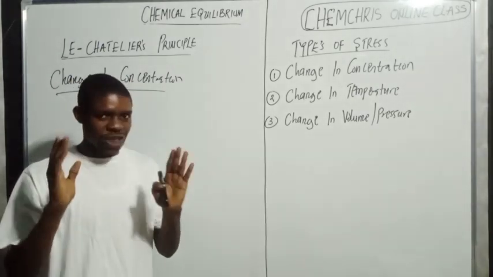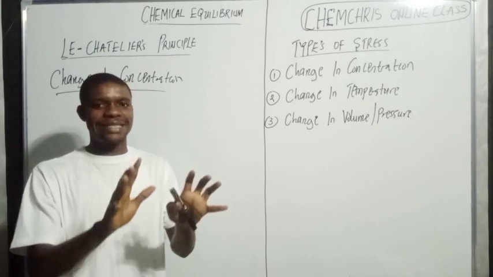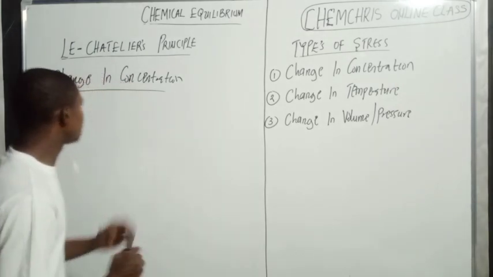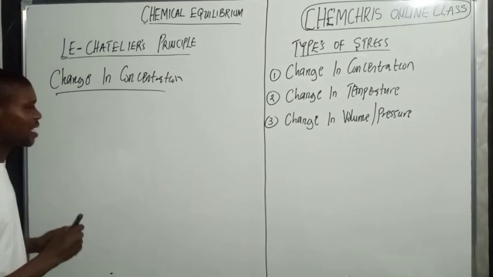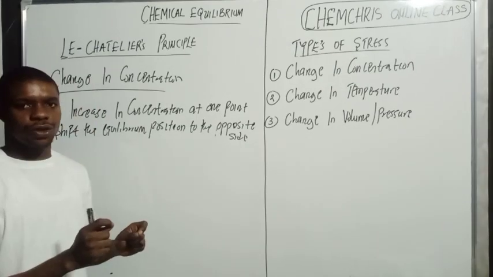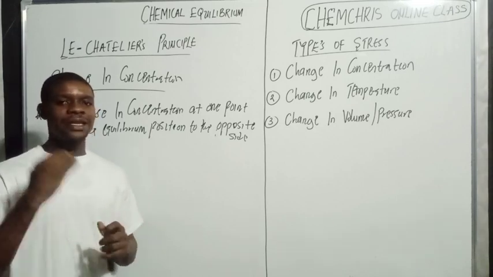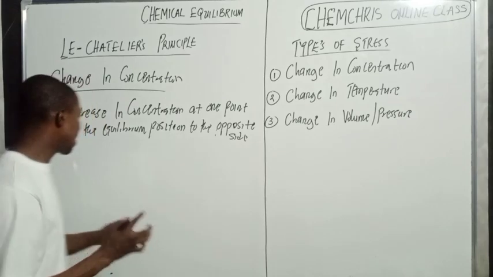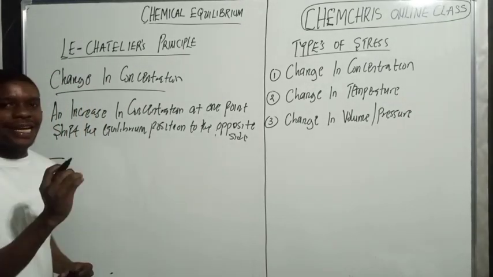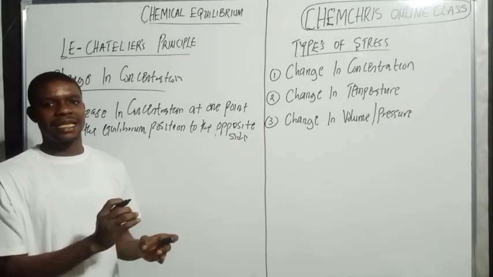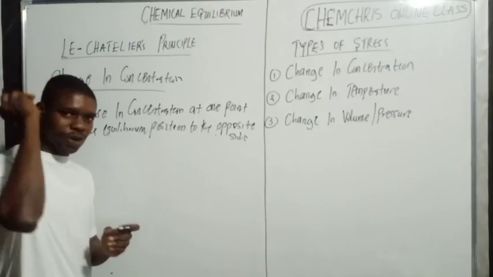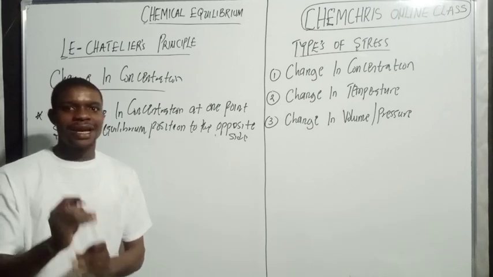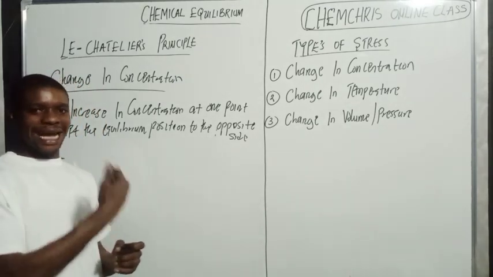This is a little bit confusing, but I want to show you a simple method or step you can follow in order to make this easy. What I want you to understand here is that an increase in concentration at one point will cause the reaction to move to the opposite side. It means that if I increase the concentration of the reactant, the reaction will move to the product side. Do you understand? And if I increase the concentration of the product, the reaction will move to the reactant side.